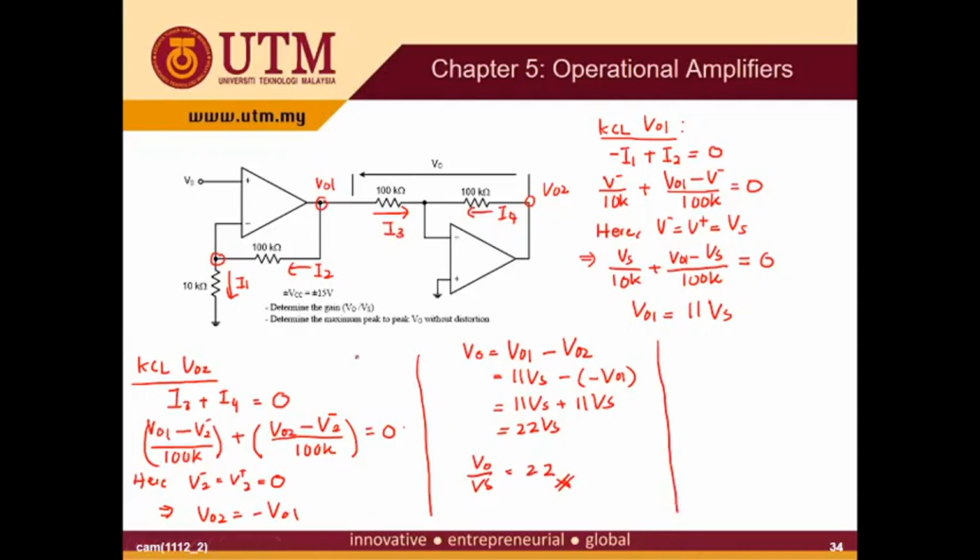Okay. And then the second small question is to determine the maximum peak to peak V out without distortion or without clipping. So here the limit is 15. Plus VCC is 15 volt, so this is your max, and minus VCC is minus 15 volt, which will be your minimum. So the maximum peak to peak is 15 plus 15, so this is 30 volt.